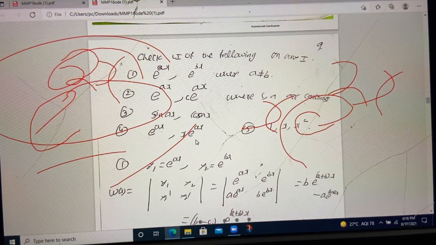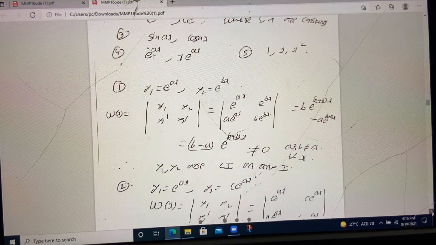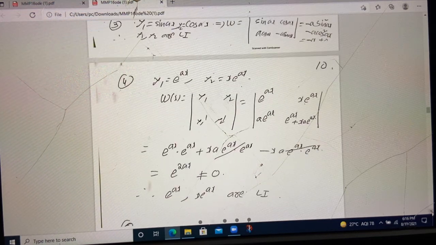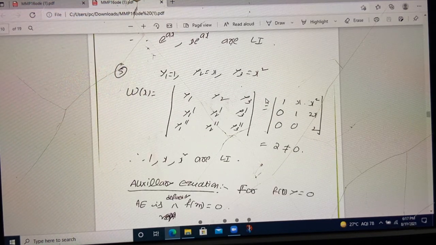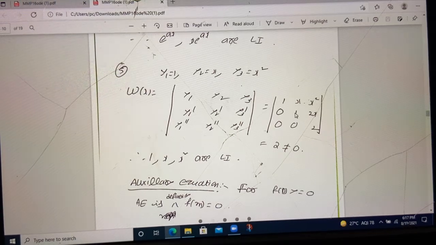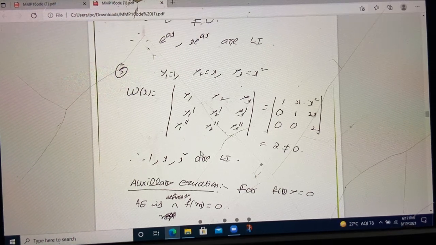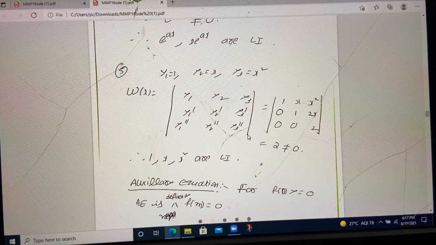Let us see with three functions: 1, x and x square. How to do it with three functions? Wronskian. y1, y2, y3, y1 dash, y2 dash, y3 dash, again differentiate y1 double dash, y2 double dash, y3 double dash. 1, x, x square; 0, 1, 2x; 0, 0, 2. Find the determinant, which is not 0. Therefore linearly independent. So we are going to use all of them for getting the general solution.